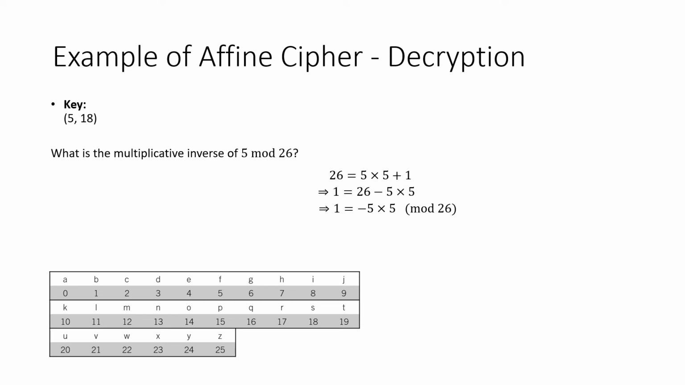Actually, the reason that 26 disappears is that 26 is divisible by 26, obviously. So that's why it disappears in this equation. And we're all pretty much done. This means that the multiplicative inverse of 5 in Z26 is negative 5. And we know negative 5 is congruent to 21 in mod 26. Therefore, we can conclude that the multiplicative inverse of 5 is number 21 in Z26.